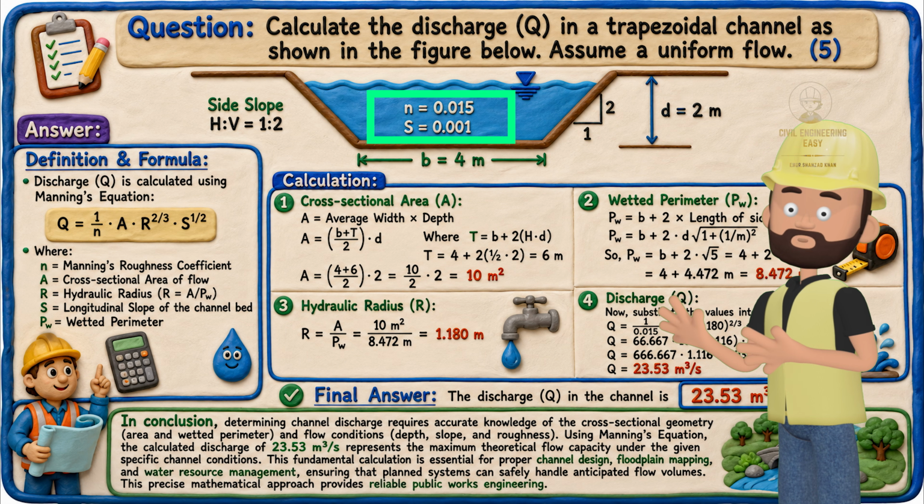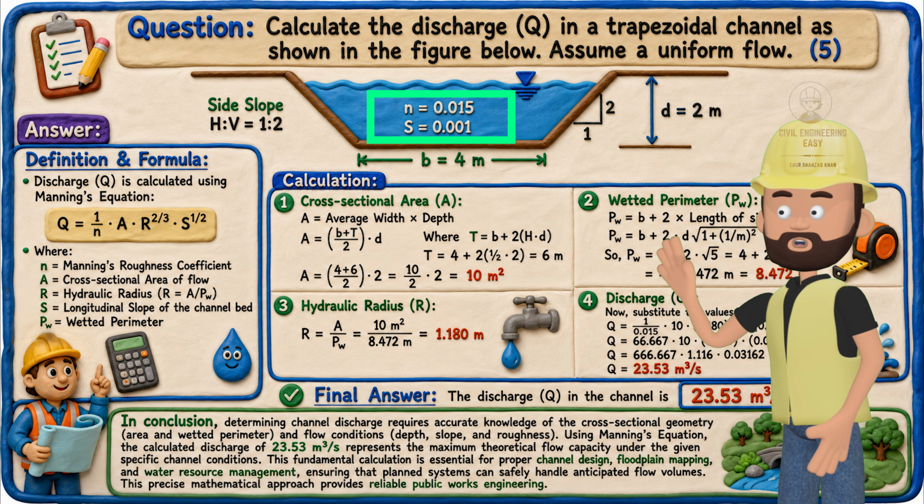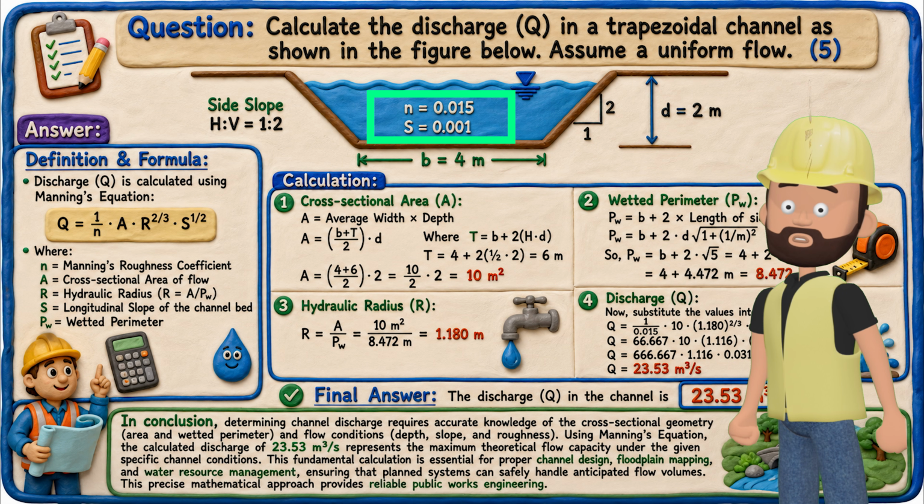Manning's roughness coefficient N is 0.005 and the longitudinal bed slope S is 0.001. Our goal is to find the discharge Q.